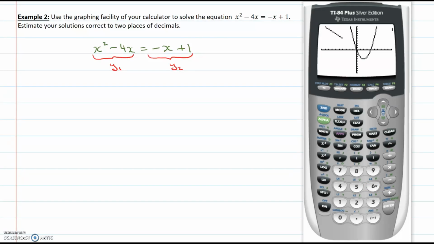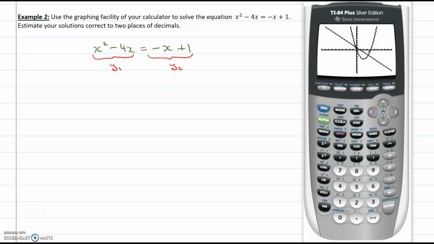What's different this time is that one of the lines is a parabola. You should probably have guessed that it's a parabola because of the x squared. So y equals x squared minus 4x is a parabola because it's a quadratic graph. And that means that we're going to hit the graph in two places. The lines are going to meet here, and they're also going to meet here. So there are going to be two solutions. Now you can only get one at a time.